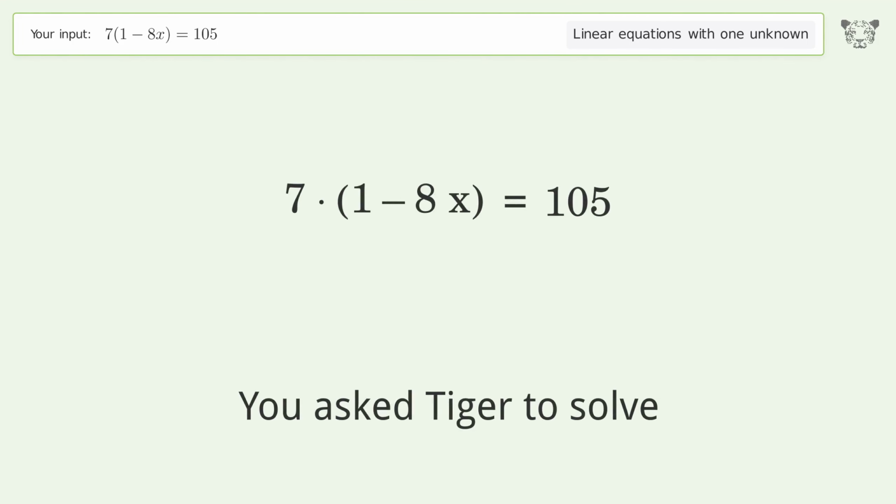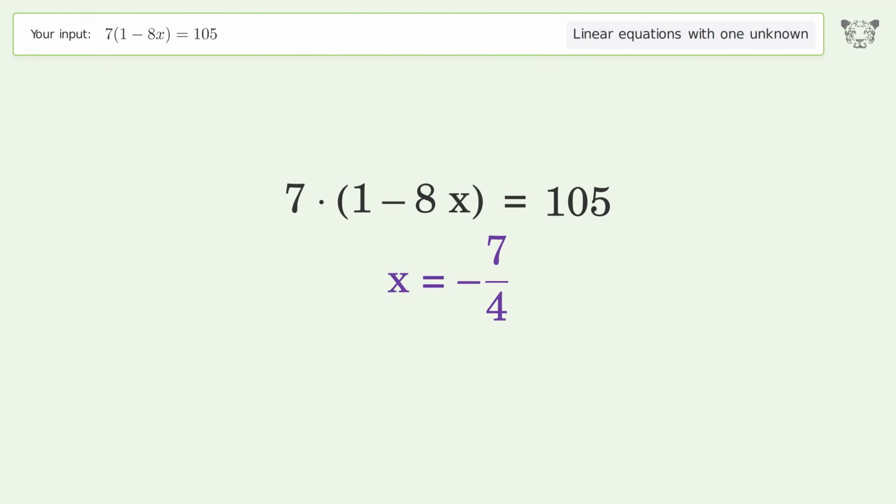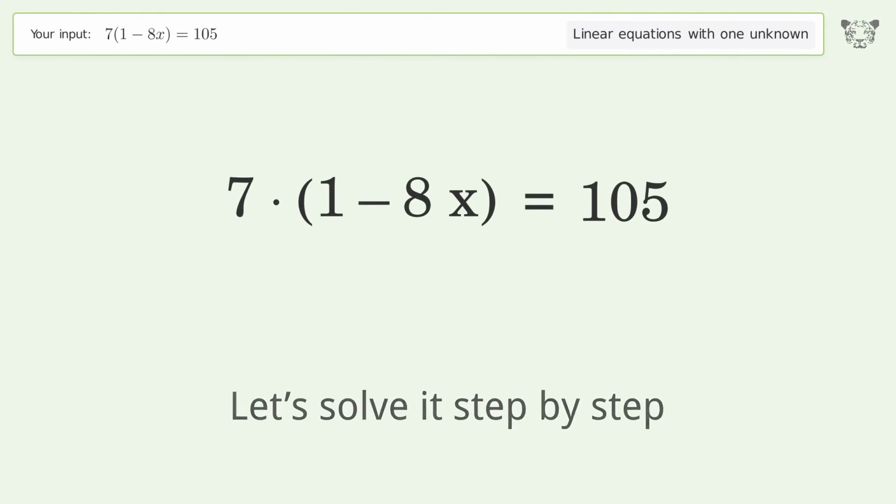You ask Tiger to solve this. It deals with linear equations with one unknown. The final result is x equals -7/4. Let's solve it step by step.